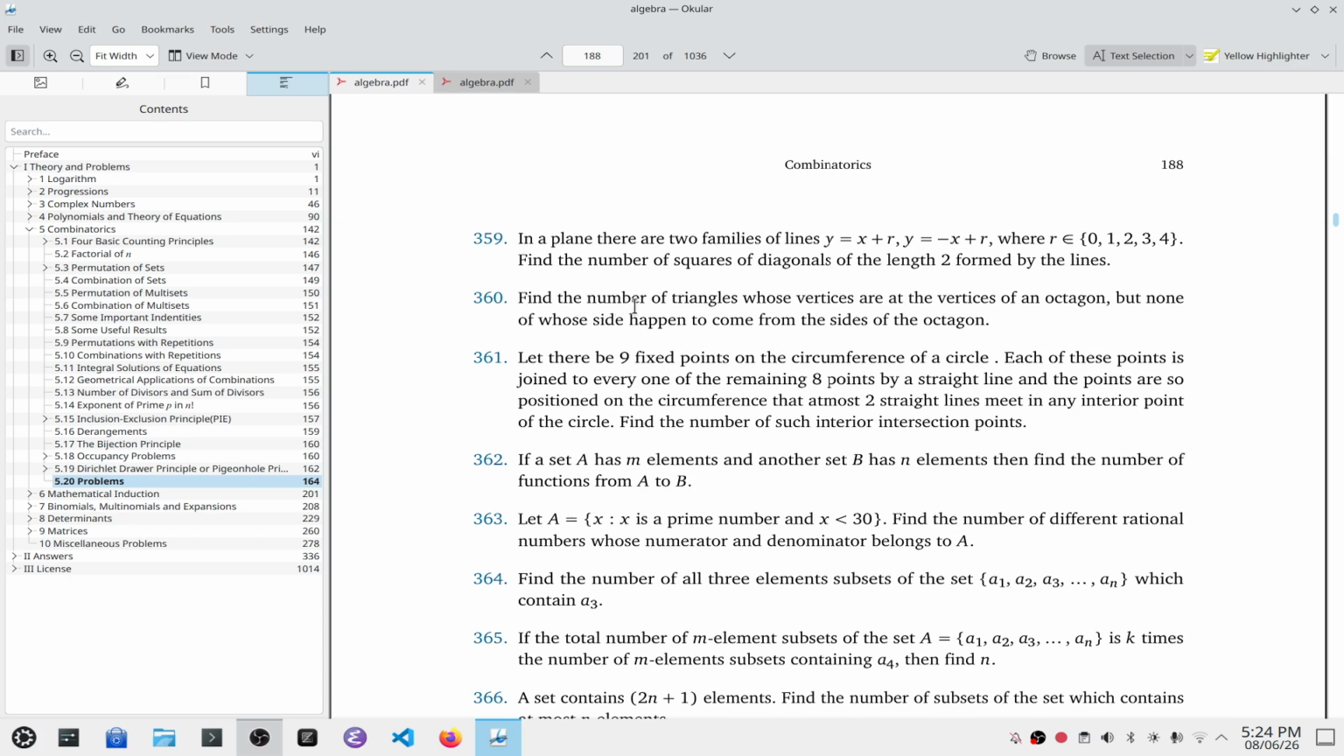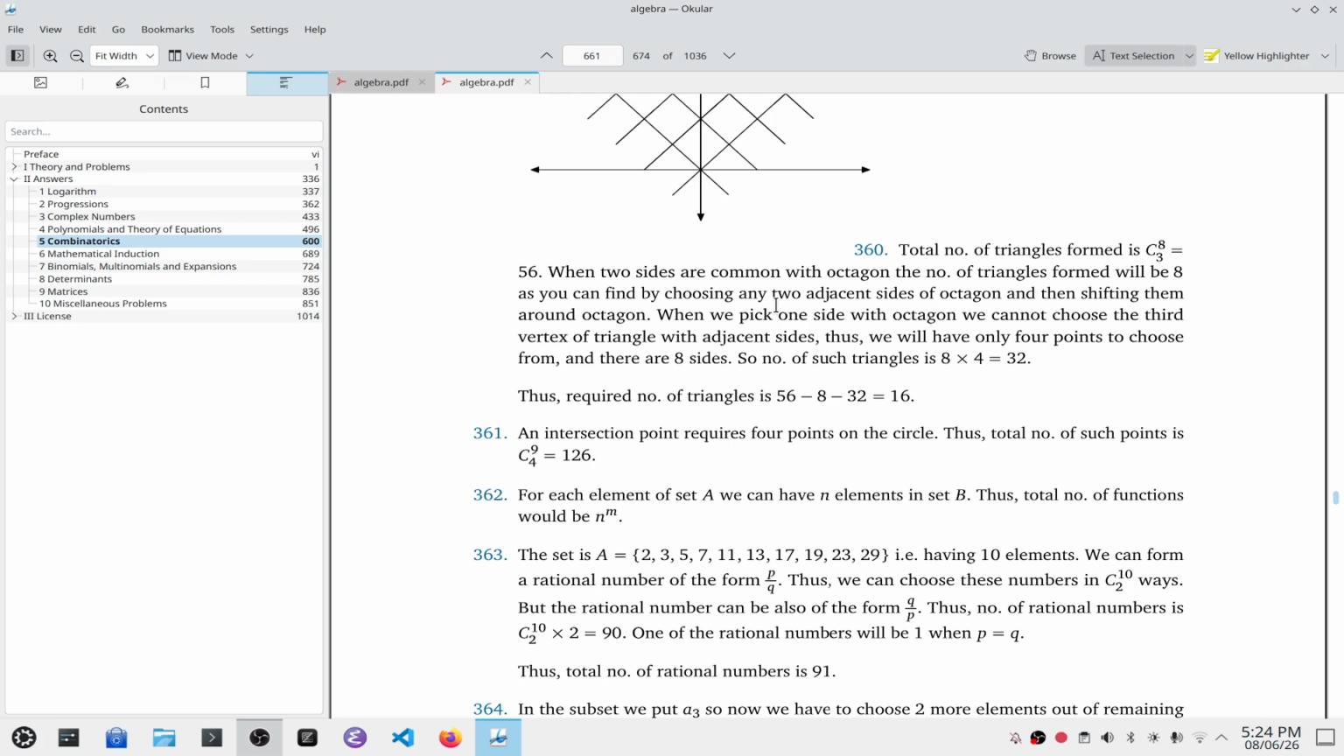Question 360 says that find the number of triangles whose vertices are the vertices of an octagon, but none of whose sides happen to come from the sides of the octagon. Total number of triangles formed is 8C3, that is 56. When 2 sides are common with the octagon, the number of triangles formed will be 8, as you can find by choosing any 2 adjacent sides of the octagon and then shifting them around the octagon. When we pick one side of the octagon, we cannot choose the third vertex of the triangle adjacent to it. Thus, we only have 4 points to choose from, and there are 8 sides. The number of such triangles is 8 multiplied by 4, that is 32. Thus, the required number of triangles is 56 minus 8 minus 32, that is 16.